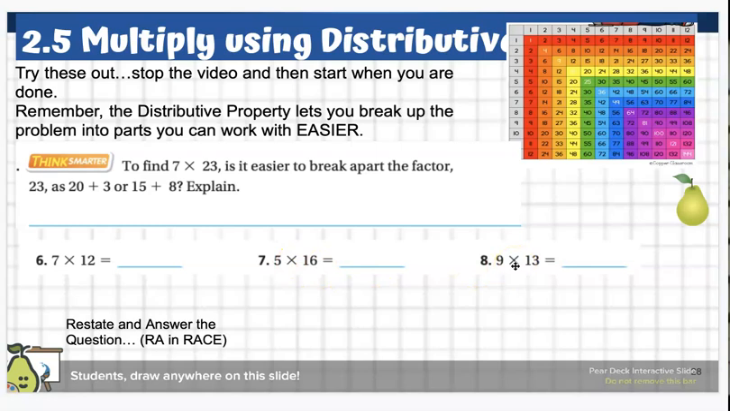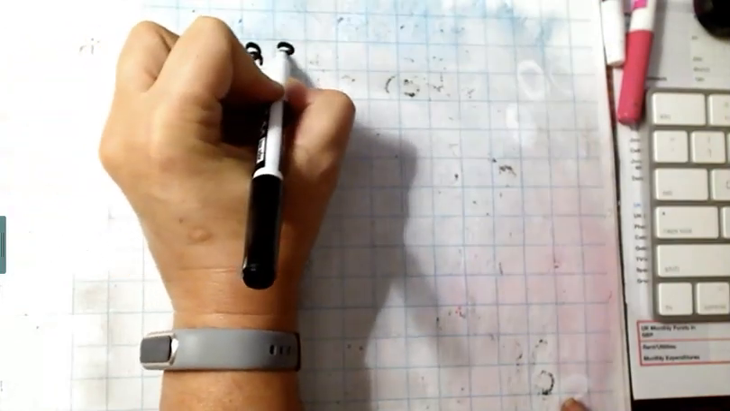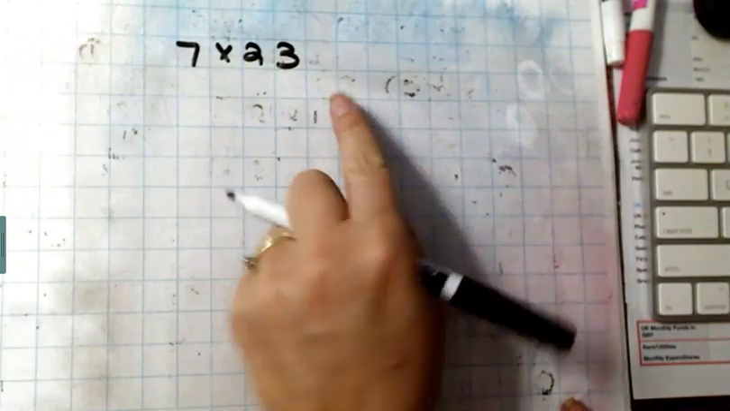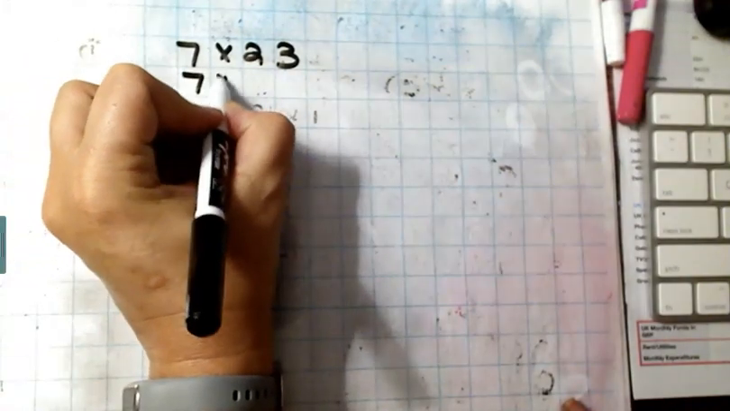If you're not sure, we're going to work through every one, but I want you to try at least to write down on your whiteboard. I'd like you to break these numbers up to be able to multiply them the way you think would be easiest. And I'll show you this first one, 7 groups of 23. All right, so I have 7 groups of 23. If that's too hard, I'm going to break it up. I can break it up by place value, 7 groups of 20.